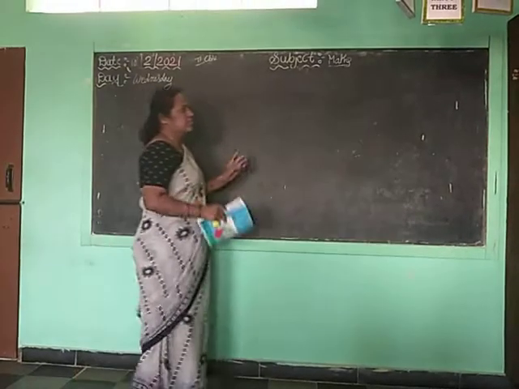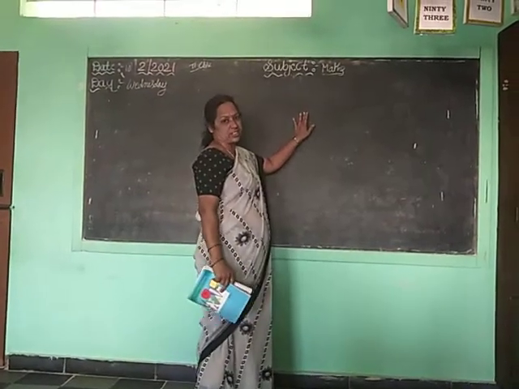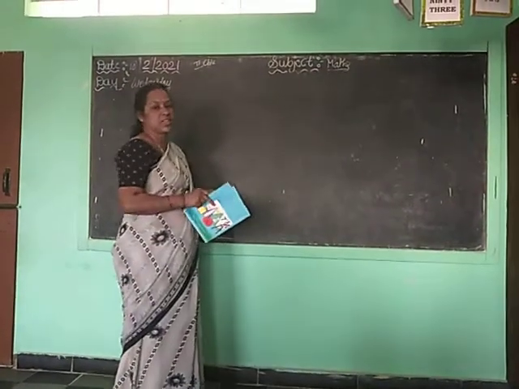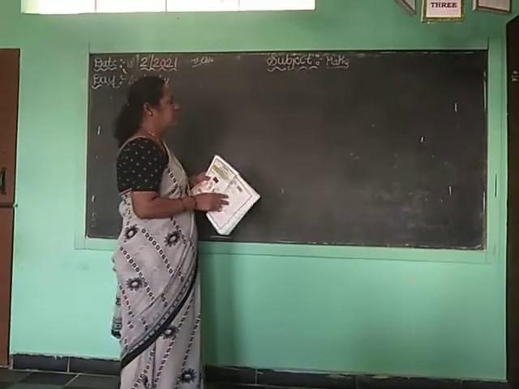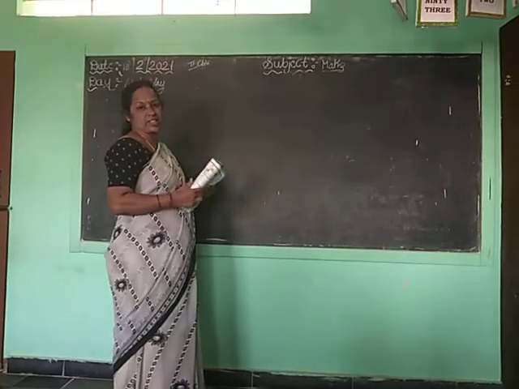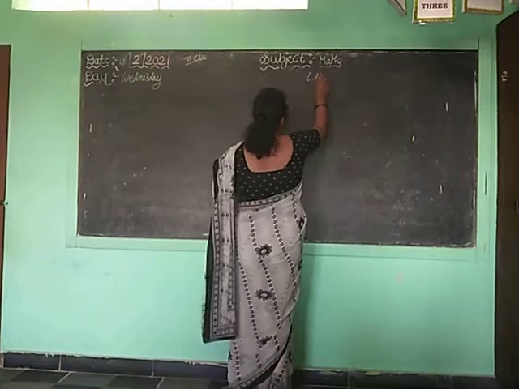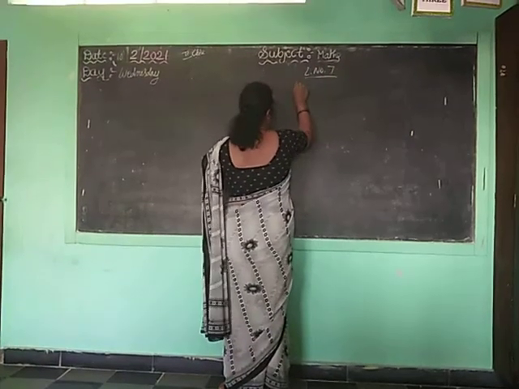Children, last class we learnt about the division lesson. Today we are going to start a new chapter, lesson number 7, mental arithmetic. It may be addition, subtraction or multiplication. So lesson number 7 is what? Mental arithmetic.